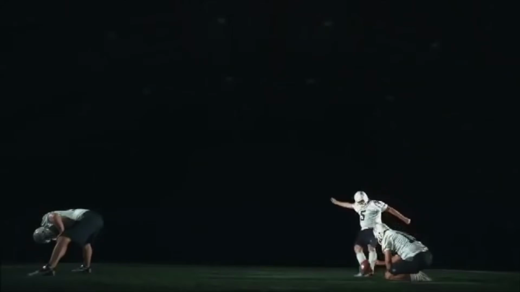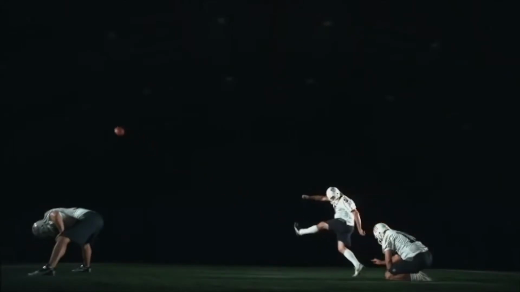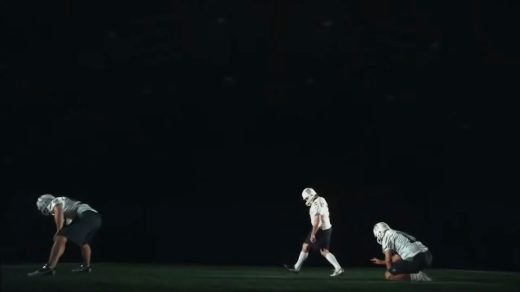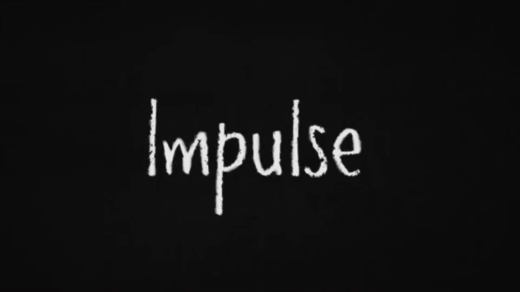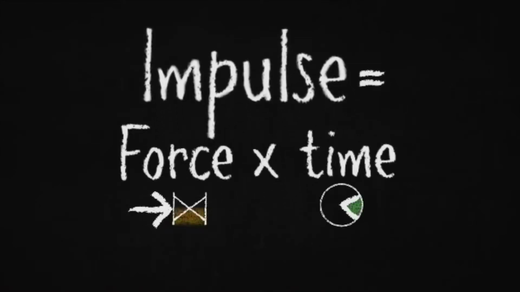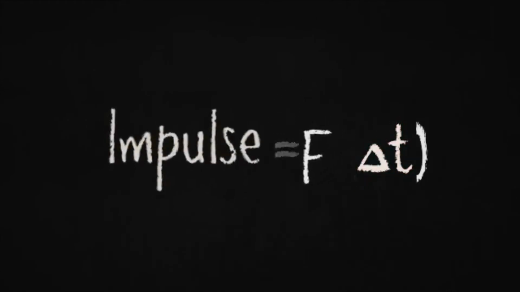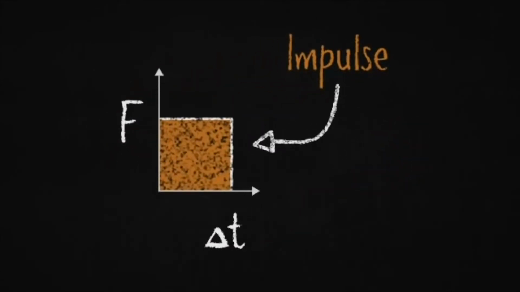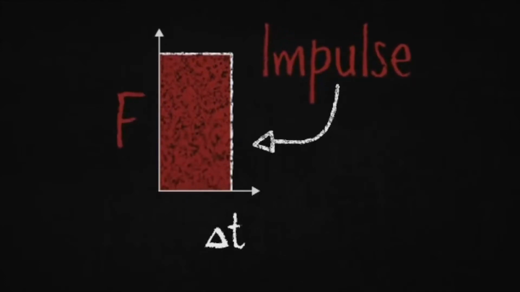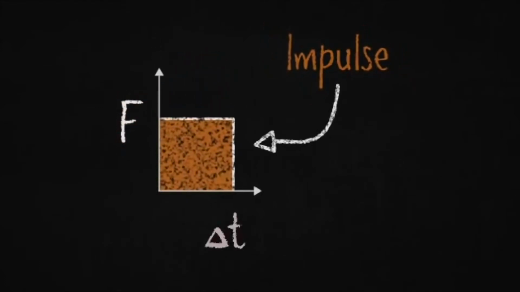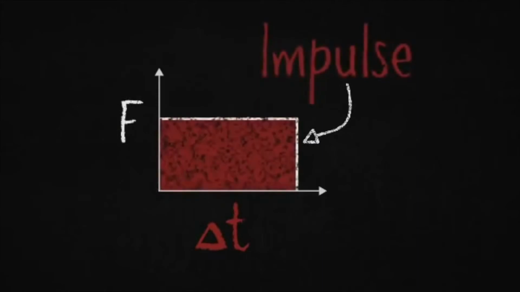This quick, violent strike is a perfect example of what's known in physics as an impulse. Impulse is an important concept because there is a finite time over which the foot is in contact with the ball, and during that time there's a force applied to the football. An impulse is equal to the force multiplied by the time the force is applied, represented by delta T. If force is graphed versus time, it's possible to see how a larger force or a longer time for the force supplies a bigger impulse.